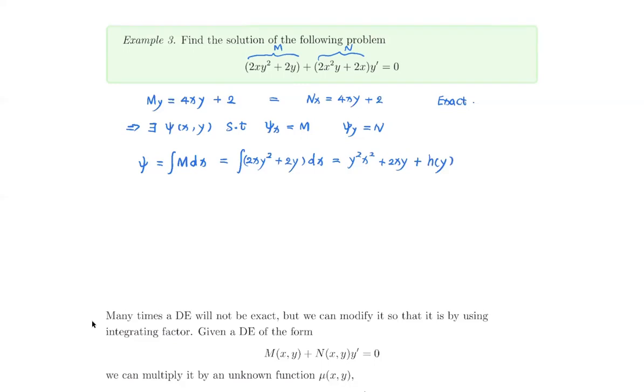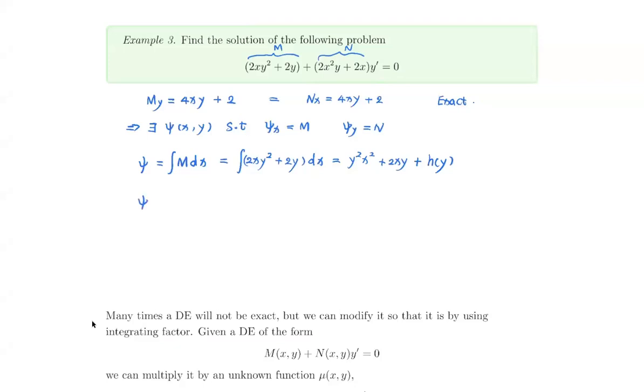Okay, so this is your constant, which is a function of y. Now we know this is our psi, but we don't know what h of y is. So we need to find this out. After we find it out, we're done. Now, this condition here, we never used, so we can use this. We know that if we take the partial derivative of psi with respect to y, you get back your n. So if you let them equal, you can find your h of y. So let's do that.